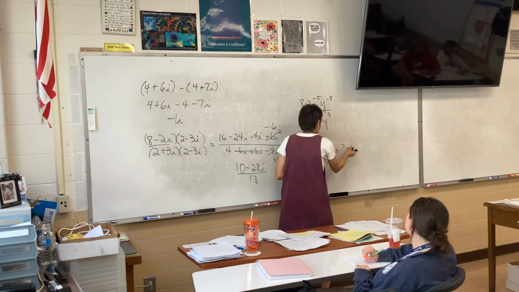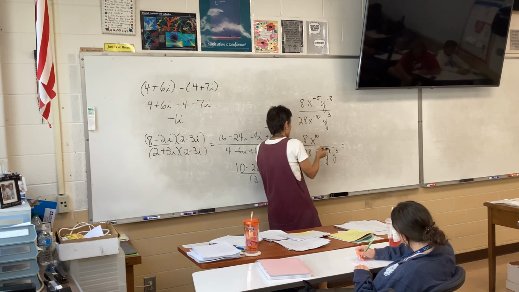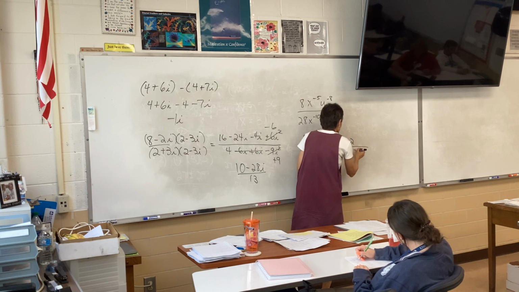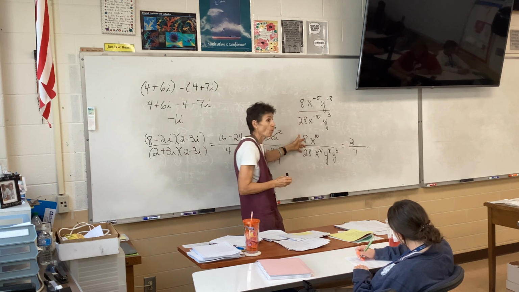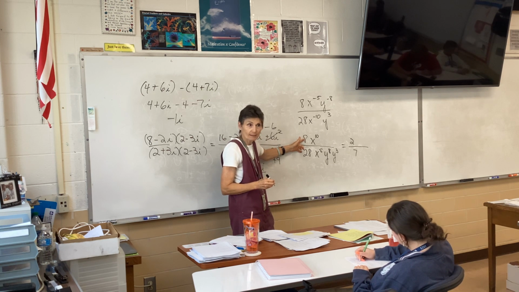All right, now we're gonna clean it up. What happens with 8 over 28? It reduces to 2 over 7. She says 2 over 7. She divided both of these by 4. Regular simplification, right, like always.